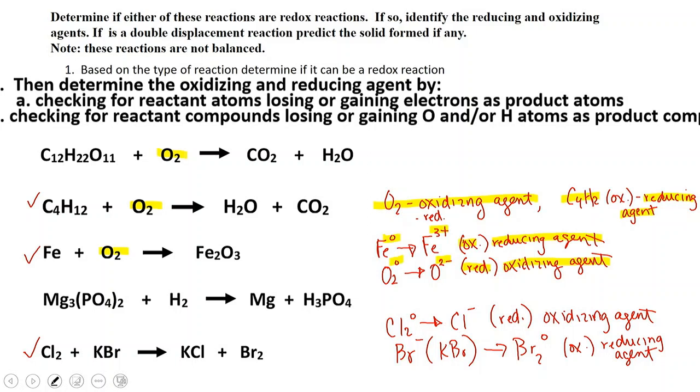All right, let's take a look at the very last one, with chlorine plus potassium bromide to give us potassium chloride and bromine. Notice that our chlorine has a 0 charge to start with, and it ends up with a negative charge. It gained electrons and was reduced, so it is the oxidizing agent. The bromide ion within the potassium bromide has a negative charge. Bromine as an element has a zero charge, and so it has become oxidized, and it is the reducing agent.